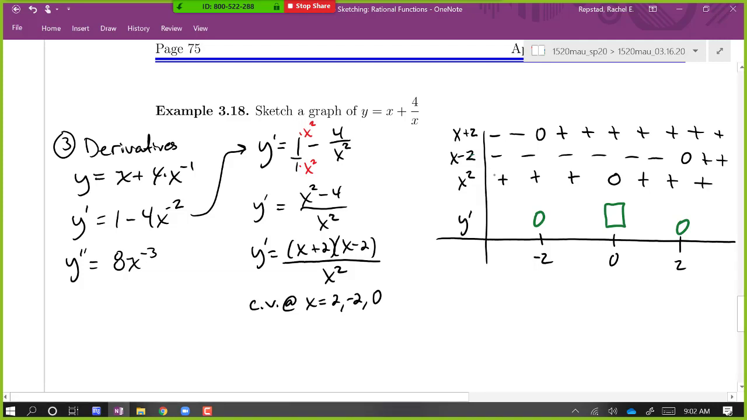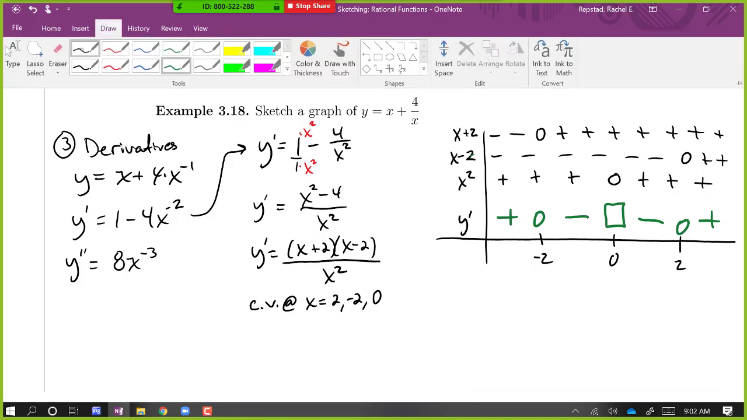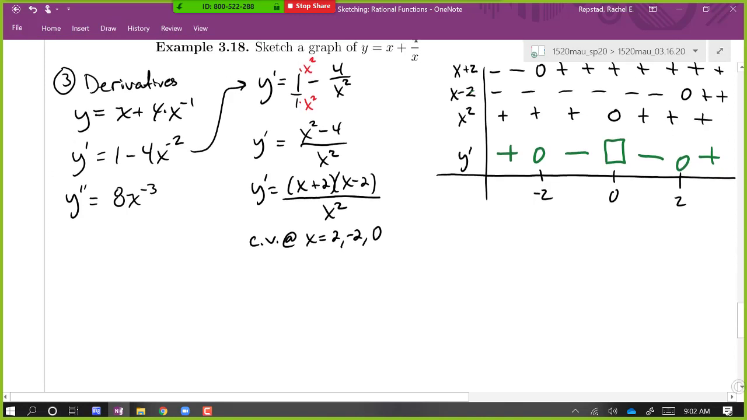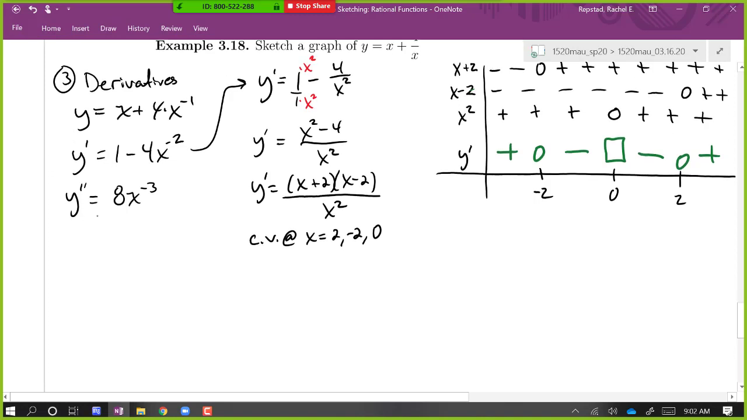And then analyzing our signs here, two negatives and a positive gives me a positive. In between, I've got a negative. Between 0 and 2, I have another negative, and then at greater than 2, it's positives all around. I'll just pause for a moment and see if there are questions on how we made that sign chart.